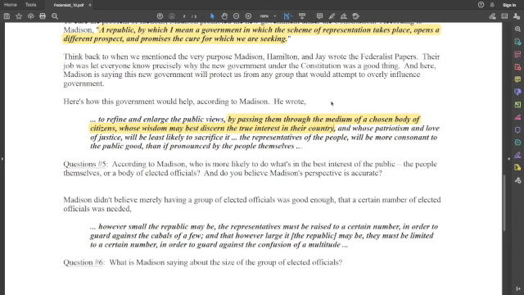Okay? What body of people do we pass things through here? What's the body, the particular group of people that makes our laws? What is it? And what do we call that body of people? Not state governments, but Congress. Okay, he's talking about the national government here, though, so he's mainly talking about Congress. And he said, hey, a chosen body of citizens whose wisdom may best discern the true interest of their country.